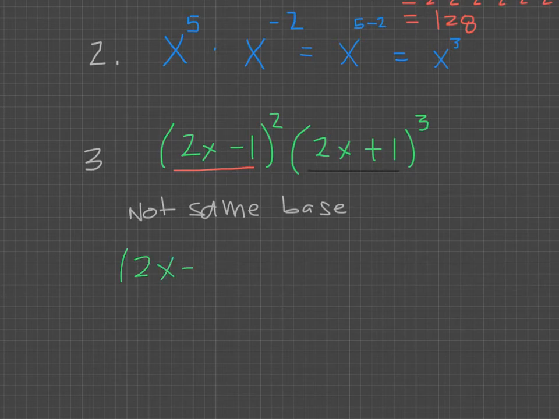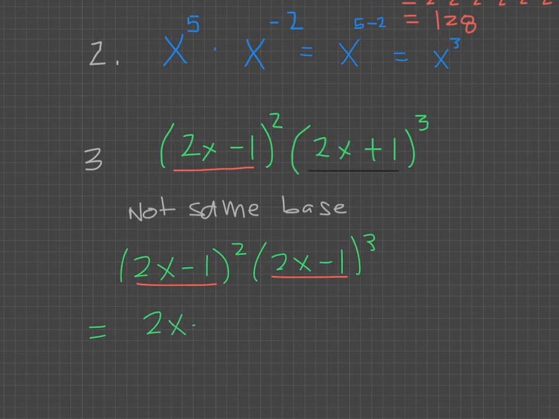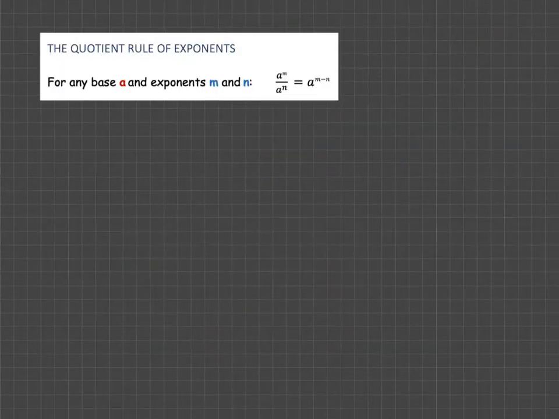So let's rewrite this. 2x minus 1 squared times 2x minus 1 cubed, or to the 3rd. Now, because we have the same base, the same thing inside those parentheses, we're going to be able to apply the product rule. So 2x minus 1, that entire quantity, adding those exponents, 2 plus 3, so 2x minus 1 to the 5th. The next rule is the quotient rule of exponents.